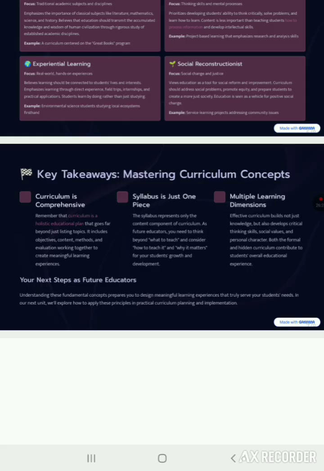And we are witnessing how tremendously the IQ level of this generation is increasing. They can operate the gadgets like anything, right? So on this basis, what we need to teach them, how we need to deal with these students, right? Next thing is, syllabus is just one piece. It's just one piece of curriculum. Multiple learning dimensions. What is the multiple learning dimensions? Here, effective curriculum builds not just knowledge but also develops critical thinking skills. Okay, social values, personal character, both formal, means you are not going to learn only what is taught but also something hidden.